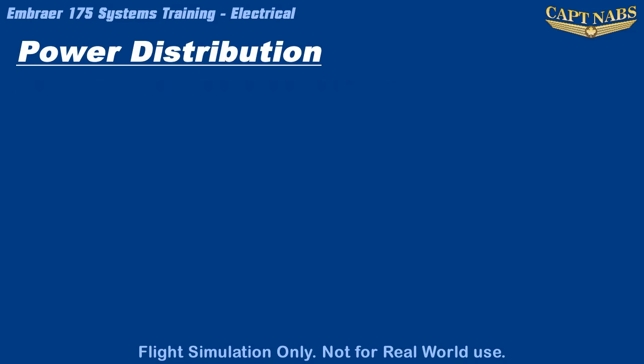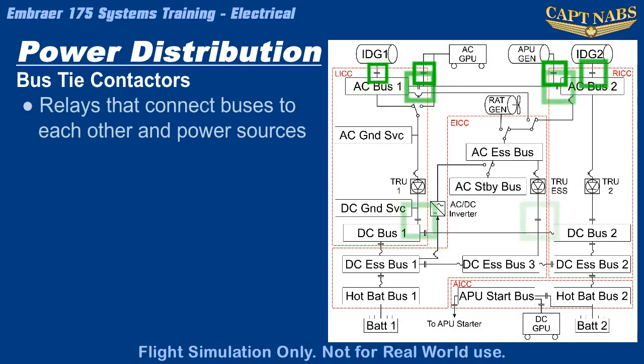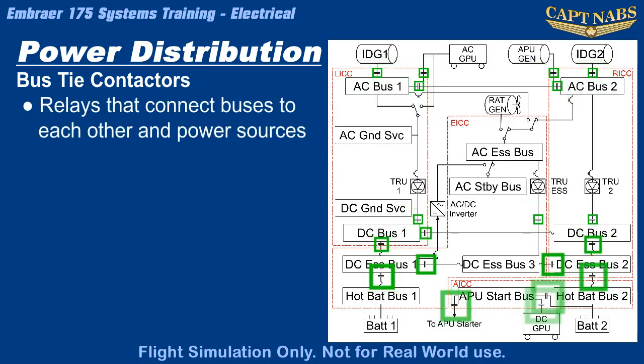One of the most important tools in connecting the various parts of the electrical system are the bus tie contactors. These electrical relays connect various buses to another bus, or an output bus, or a component. These are how the electrical system reconfigures itself to maintain power to as many buses as possible.